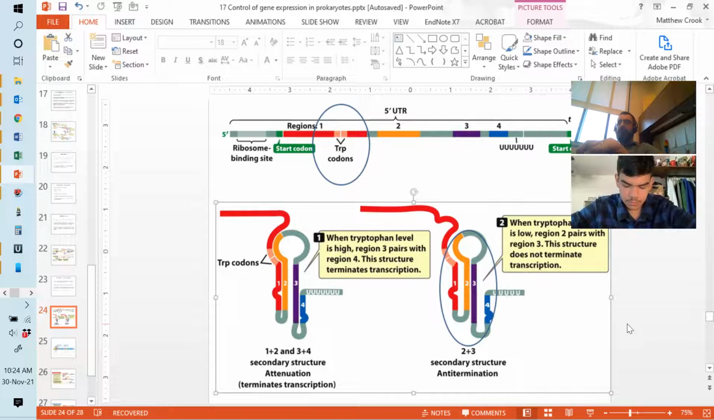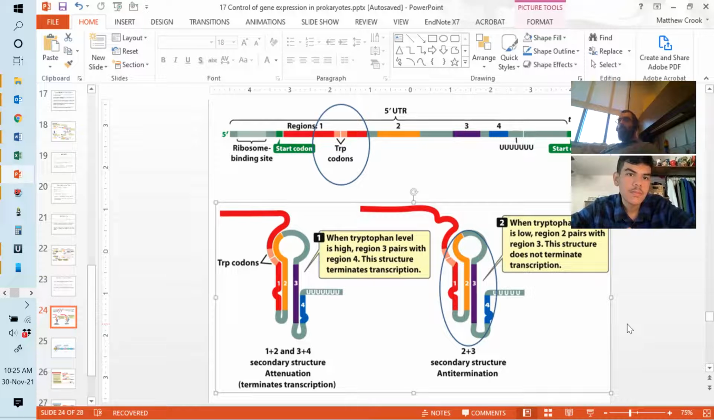Isn't it like the ribosome that's coding for it? Correct. 100% correct. So we're getting to the point. And so, big important question, where are the trp codons in the leader region? In between 1 and 2? Well, actually, they're in region 1. Right, so pretty much the same thing.